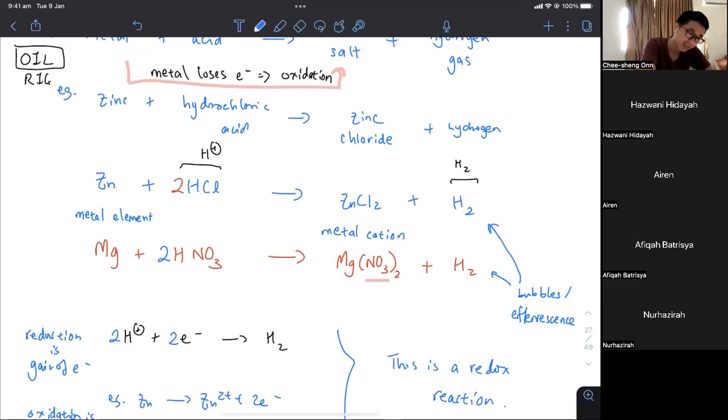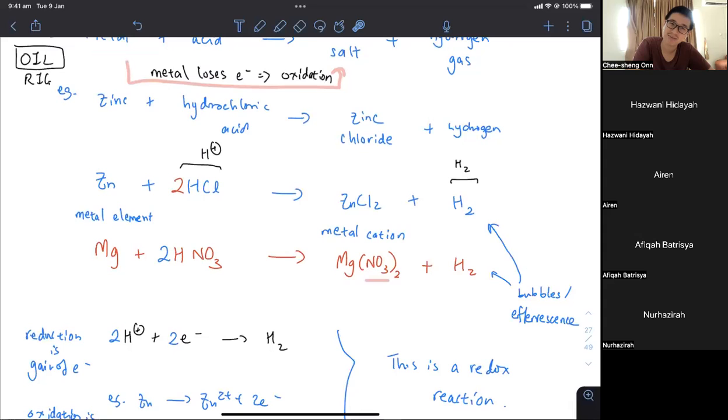As the metal reacts, what do you think happened to the size of the metal? Would it get bigger or will it get smaller? Anyone? So the metal will react with the acid. Will the metal get bigger in size or smaller in size? No one knows? What do you think, Hazwani? As the metal reacts with the acid and gives you the salt, and then you will see bubbles already, what happened to the metal? Will it get bigger or smaller in size? Do you get more metal or do you get less metal? That's the question.